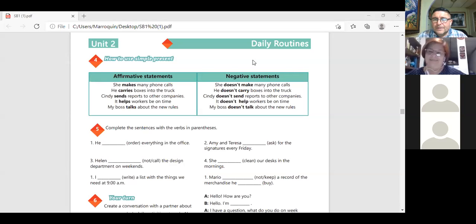Teacher, I have a question. Yes, what is the question, Stephanie? When I'm talking about me, I don't use the letter S. No. The verb is the same with the verb. Yeah, you put S only for he, she, it.